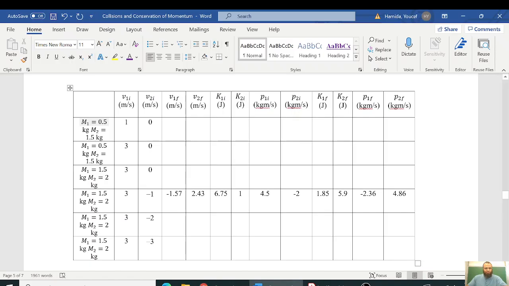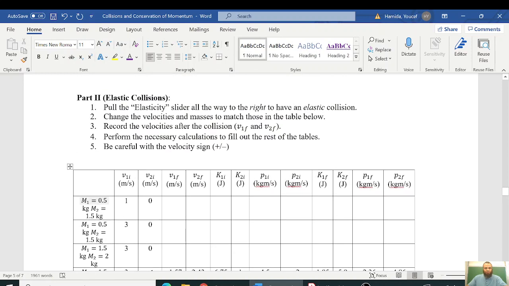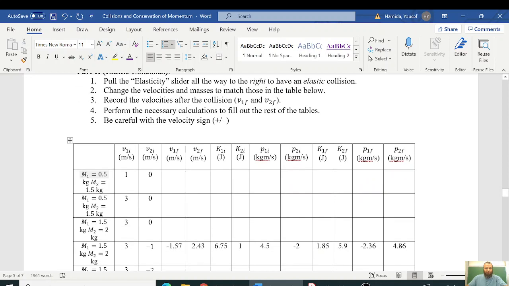It asks you here to find V1 final and V2 final. It asks you to calculate K initial, K final, P1 initial, P1 final. So it asks you to put all of those. It says record the velocities after the collision. So you will collide them and record the velocities from the simulation. It says perform all the necessary calculations to fill in the rest of the table. So you will calculate K1 initial, I got 0.75, you can double check that. K2 initial was 1, and so on.